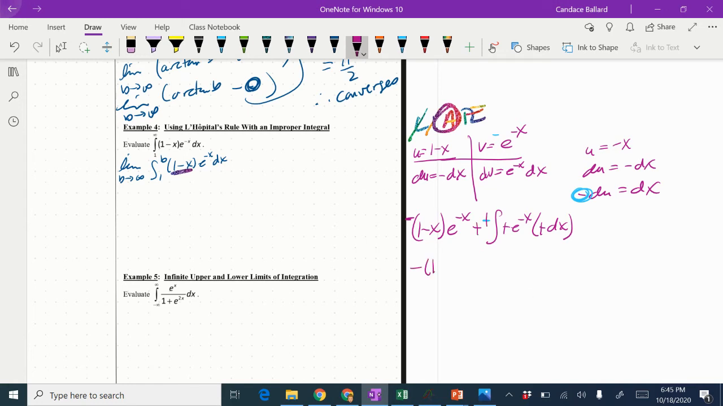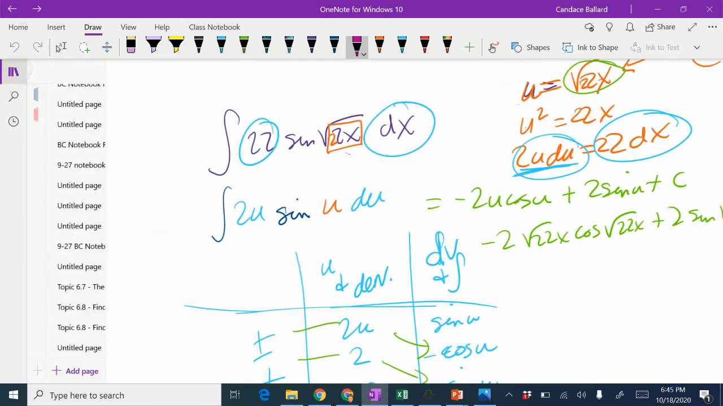So I've got negative 1 minus x e to the negative x, plus when I integrate e to the negative x, I get e to the negative x. And then we're not going to worry, technically it's plus c. But in this case, we're going to kind of ignore the plus c part.